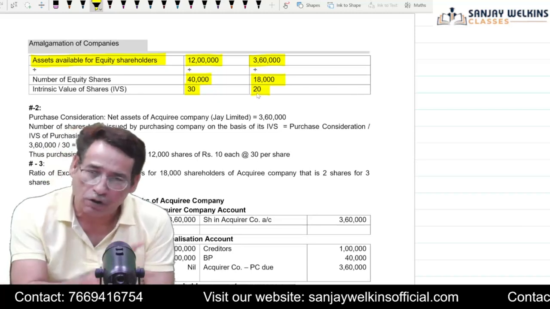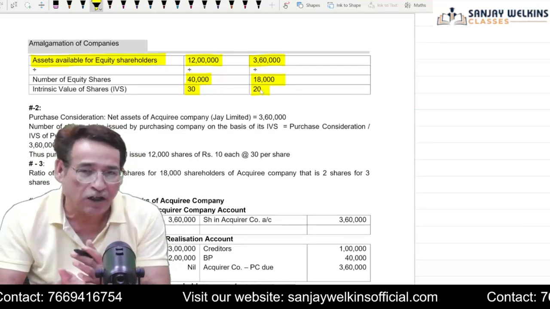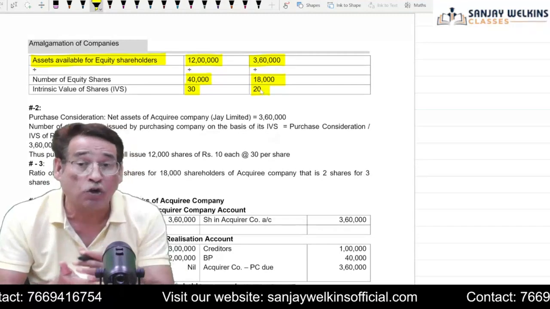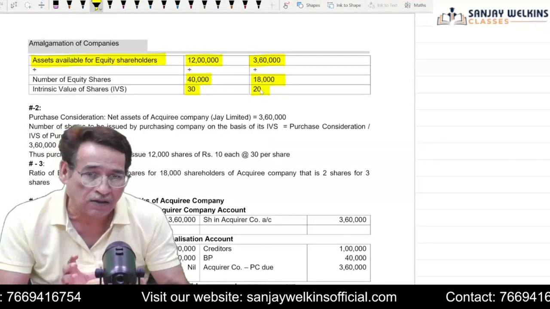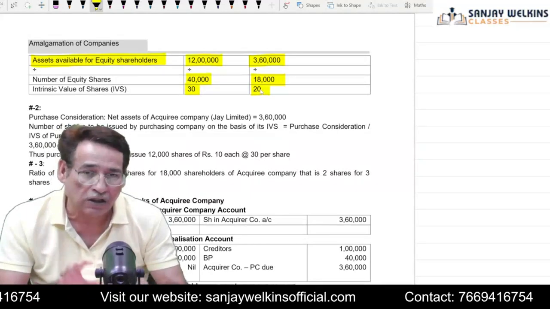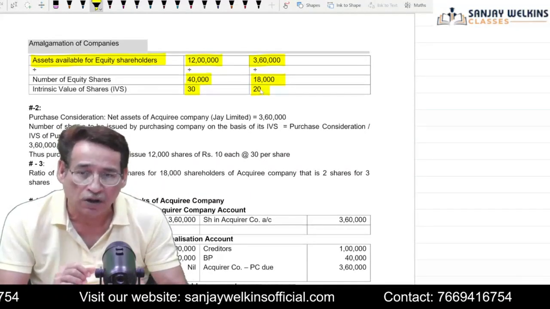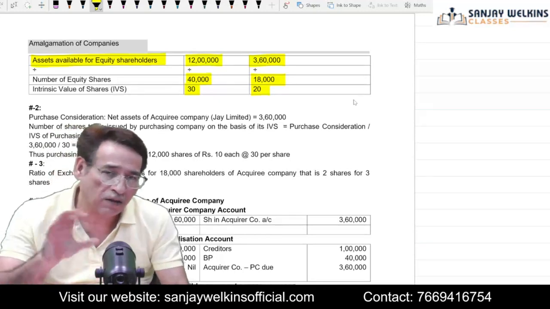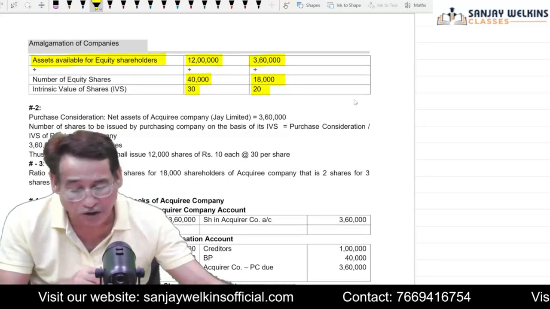Also, the position of this company is quite strong, because if the intrinsic value is equal to face value or more than that, generally it is considered that the financial strength of this company is better and strong, correct? So the position of both the companies is absolutely strong.